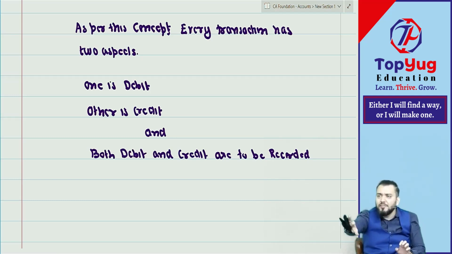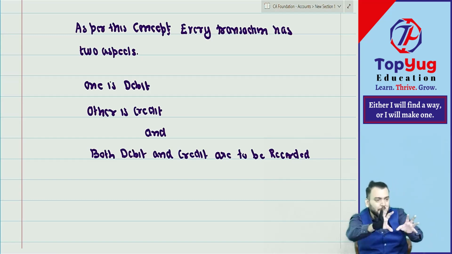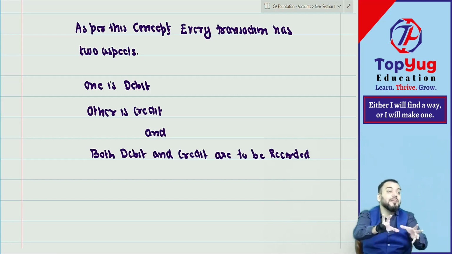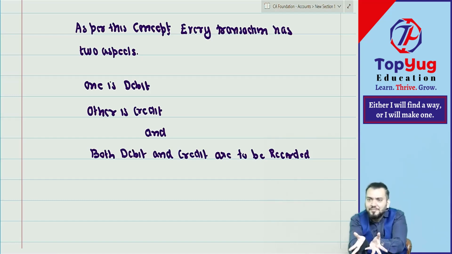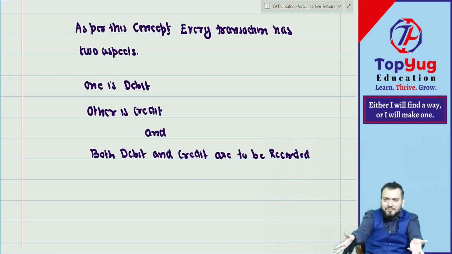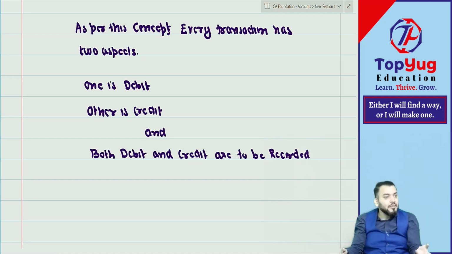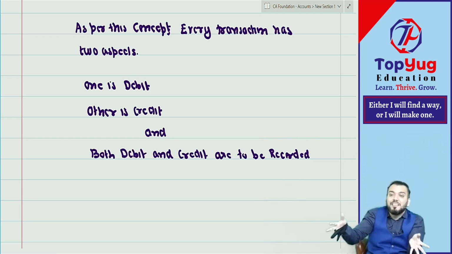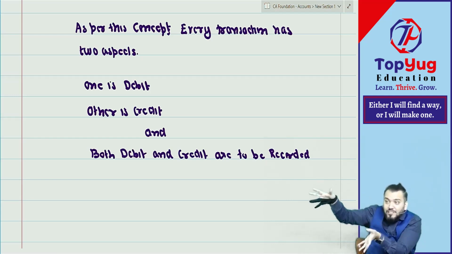Now, one thing you have understood: in every transaction, we need to find out two aspects. The system of accounting where we record two aspects is known as double entry system. So we follow double entry system only. There is nothing like single entry system in accounting. Because we think about debit and credit, the system of accounting using the dual aspect concept is known as double entry system.